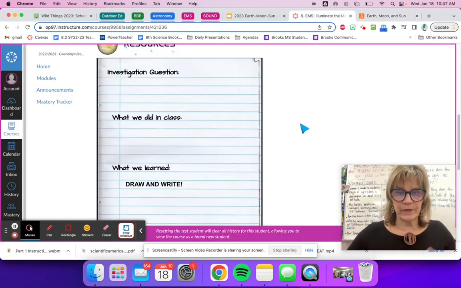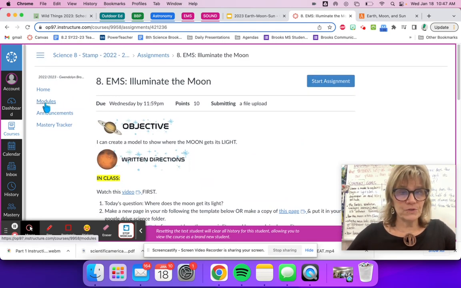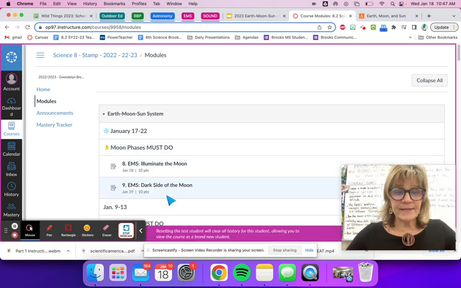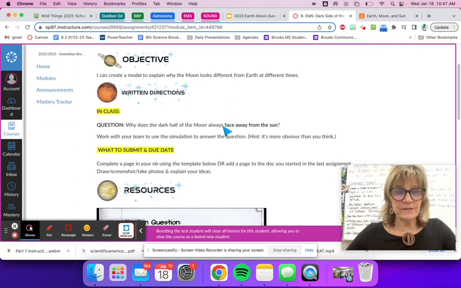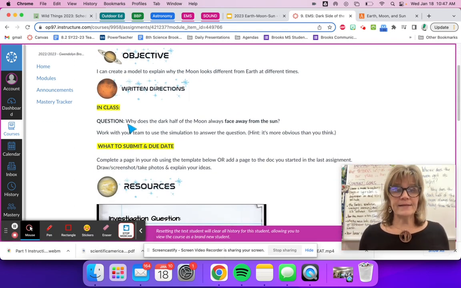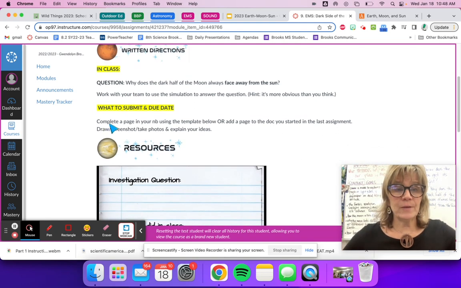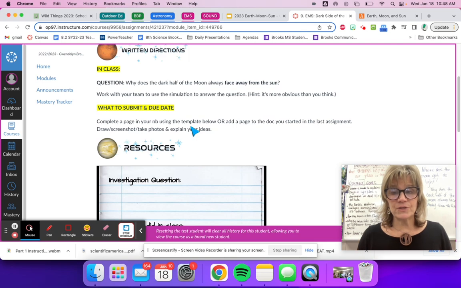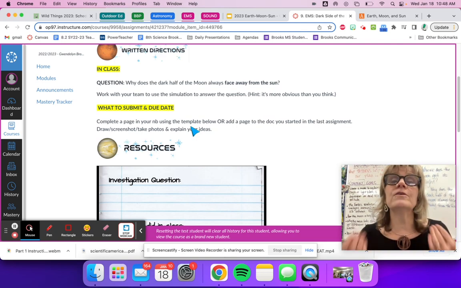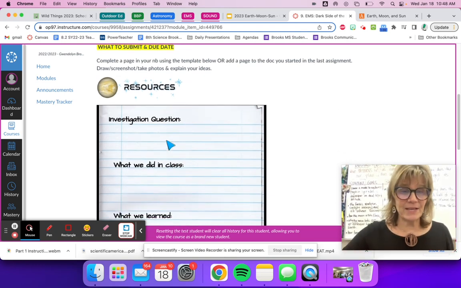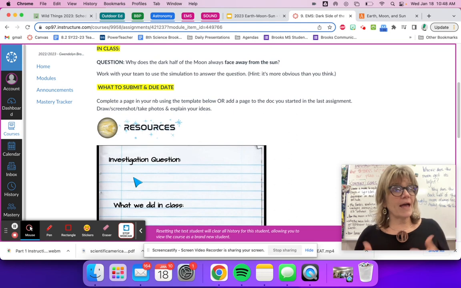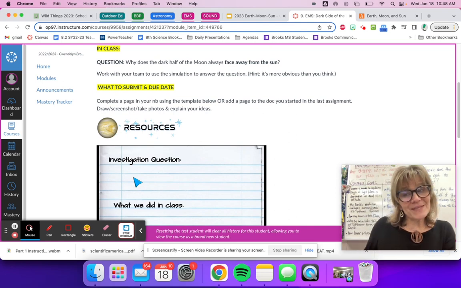When you're finished with this one, make sure you then go to assignment 9. Okay, and assignment 9 says dark side of the moon, and you'll notice the directions. Question is, why does the dark half of the moon always face away from the sun? Again, you're going to complete a new page in your notebook using the same template. Your investigation question is, why does the dark half of the moon always face away from the sun?